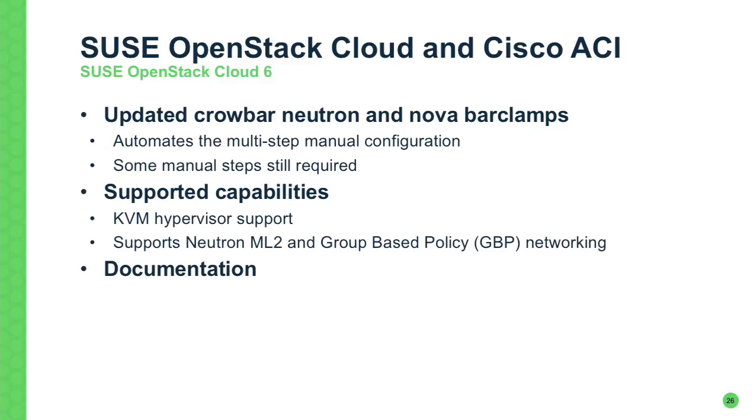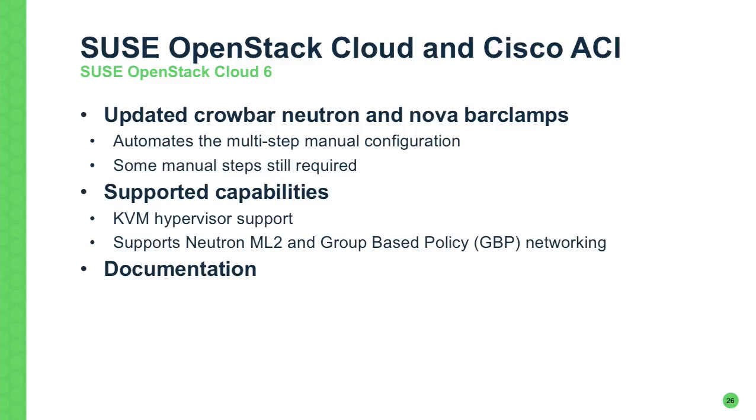Out of the box, we support KVM today, but you heard Mike talk about VMware support. We're working on that and we'll be testing that. We do also support the Neutron ML2, so that's the native OpenStack way of managing networks. You think in terms of routers and VLANs and networking constructs, like Mike was talking about. But we also support group-based policy network, that policy-based way of defining networks.